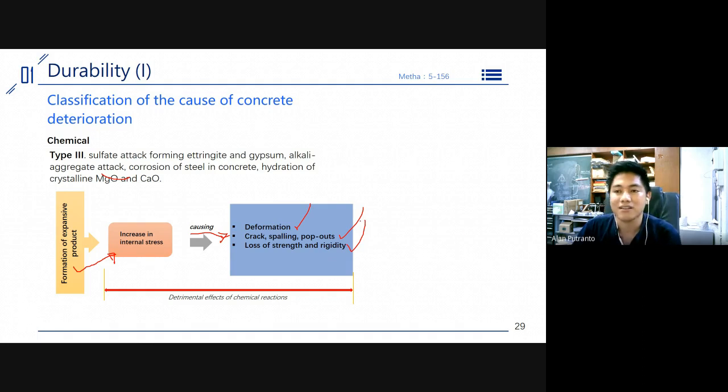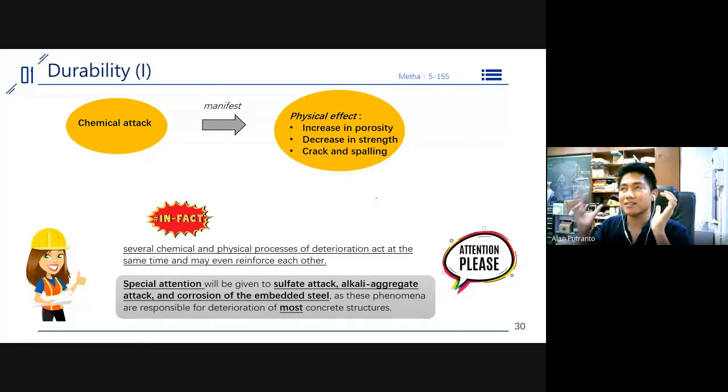Now, for chemical attack, like I said the first time, chemical attack doesn't stand alone. Chemical attack is manifested as a physical event. When physical effects show up, like increased porosity, decreased strength, cracking and spalling, that will lead to chemical attack, because our concrete already has some damage. In fact, several chemical and physical processes of deterioration act at the same time and may even reinforce each other. Like I said, this is a double damage impact. Chemical and physical work together and make our concrete deterioration worse.